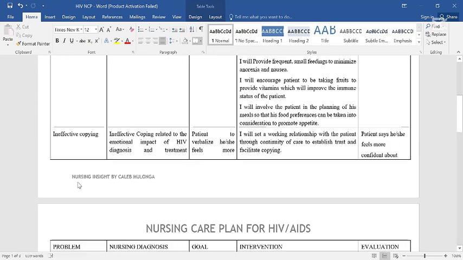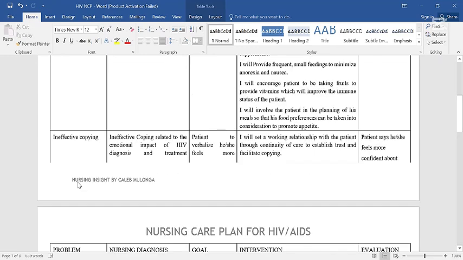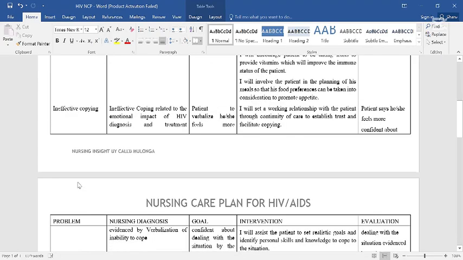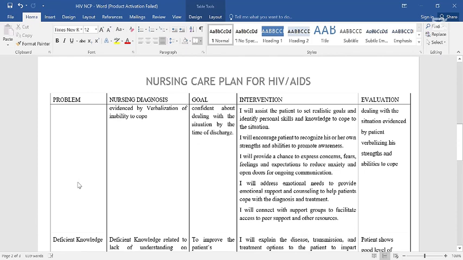So now let's look at the interventions. The first thing that we are going to do is I will set a working relationship with the patient through continuity of care to establish trust and facilitate coping. So basically what this point is saying is that I will create a rapport with the patient to establish trust and help in the coping of the patient so that the patient can feel more comfortable and be able to cope easily.